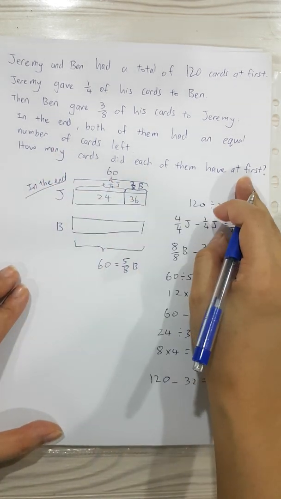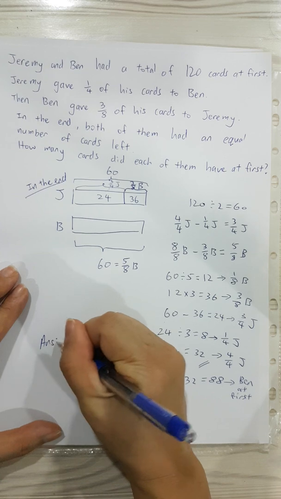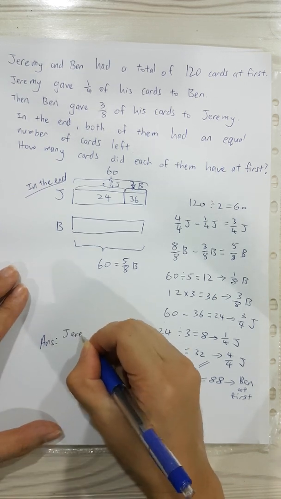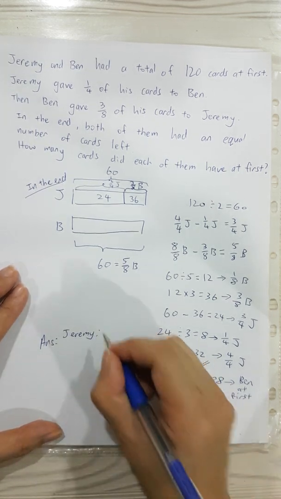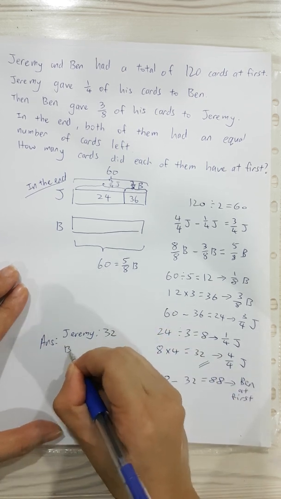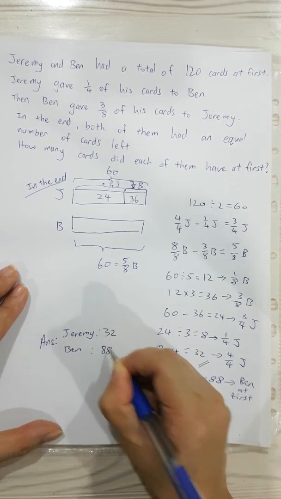So how many cards did each of them have at first? Your answer: Jeremy will have 32 cards, while Ben will have 88.